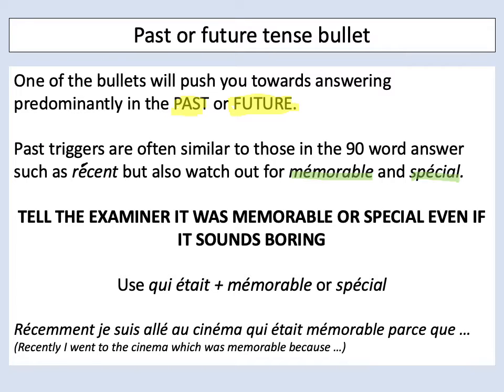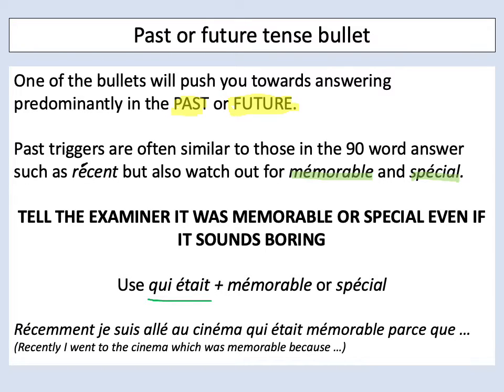In terms of relevance, I've done this in big caps. I don't like using capital letters actually, but I've used them a lot in this video. You need to tell the examiner that you think that thing was memorable or special, even though it may be really, really boring and really, really dull. So all you're going to use to do this is an easy little phrase, qui était, and that's actually ticking off one of the things that we'll look at later, subordinate clause. So qui était, and mémorable, and then spécial, even if it is the most dull thing that you can ever imagine.